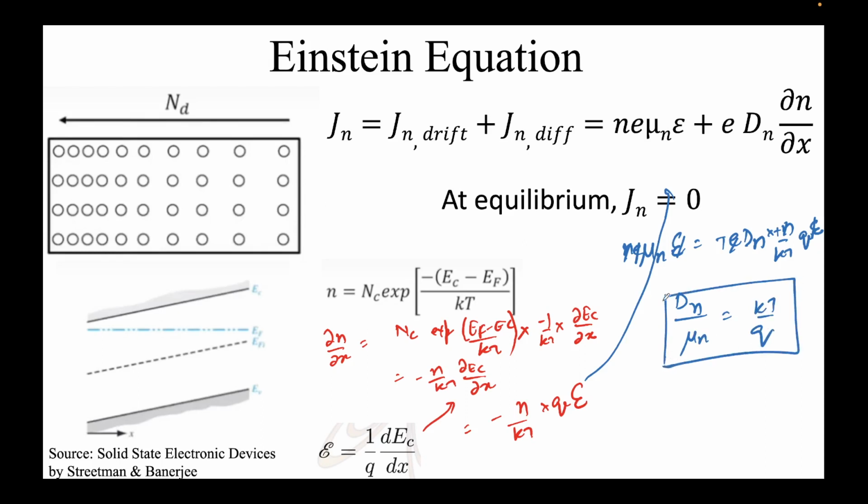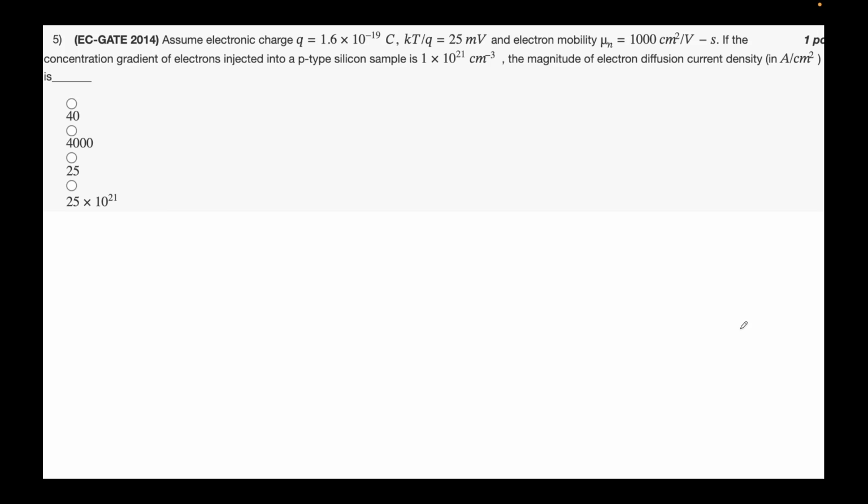By the way, same is true for the holes, it's Dp over mu p equal to kT by q, nothing else changes. This is known as the Einstein expression, or Einstein equation. Let's try to remember that. Okay, so let's solve a couple of problems based on this very concept.